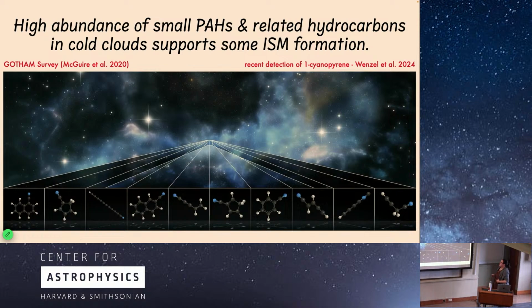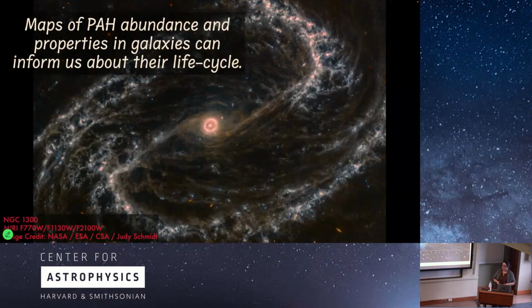So what we are attempting to do with nearby galaxies is map the abundance and properties of these grains across the ISM of nearby galaxies and help us understand where they are forming and where they are destroyed. So that is what I will be telling you about today. And we also get to use these beautiful JWST images to do this. So this is one of the galaxies from the FANG sample, which I'll tell you about in just a moment. So we are in luck.